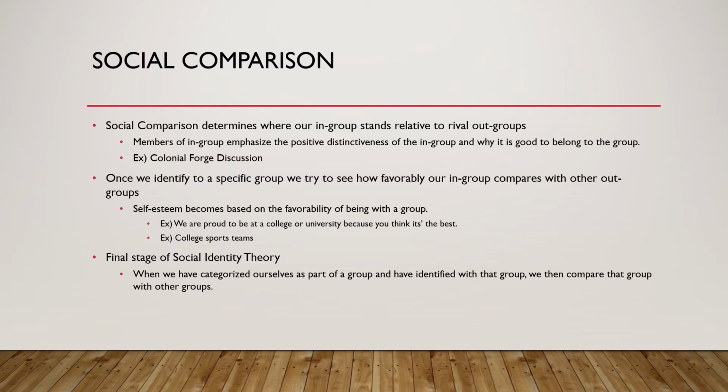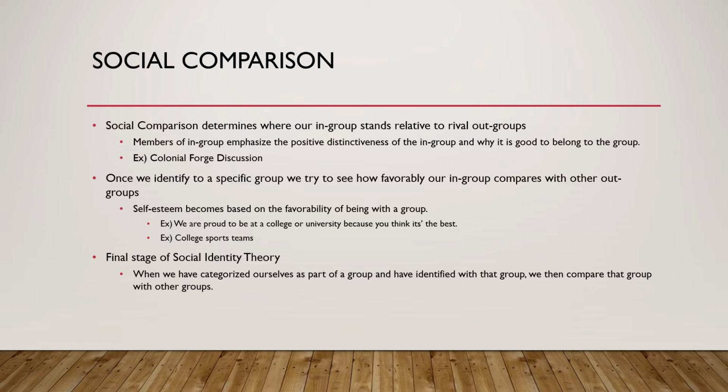And once we end up identifying to a specific group, we try to see how favorably our in-group compares with other out-groups. And so our self-esteem oftentimes becomes based on the favorability of being with a particular group, right? So once you choose a college or university to go to, you've chosen that because you possibly think it's the best, right? But if you're someone who views your current college or university as being really bad, what does that say particularly about you? And so that affects how we view ourselves as well.